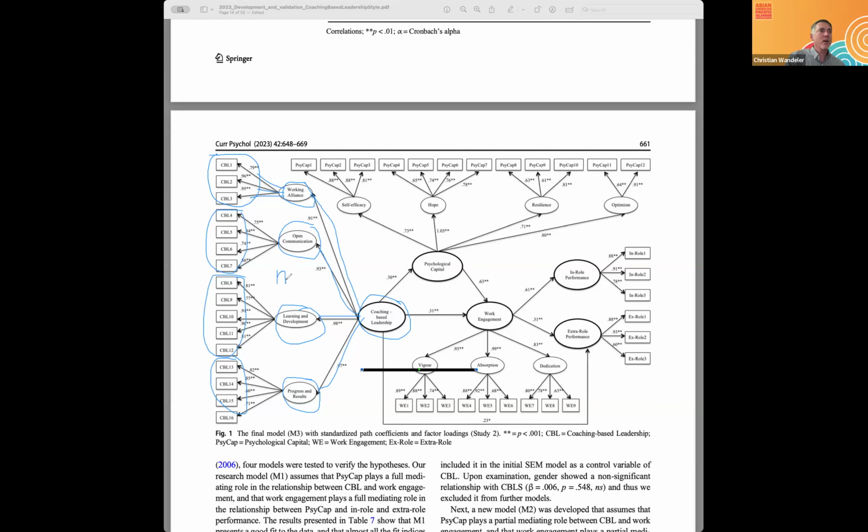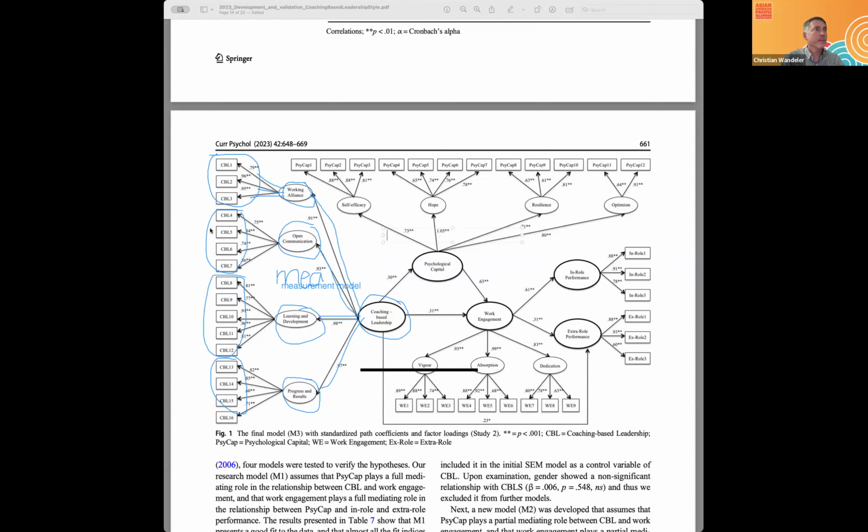This here is what we call the measurement model. I'm gonna butcher it. Hold on. Make this nice. Okay. So this is the measurement model.